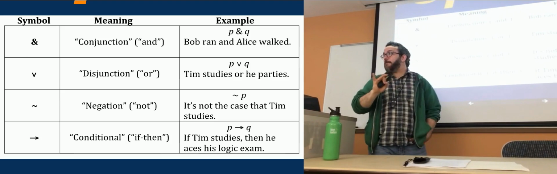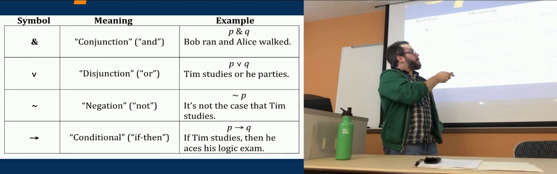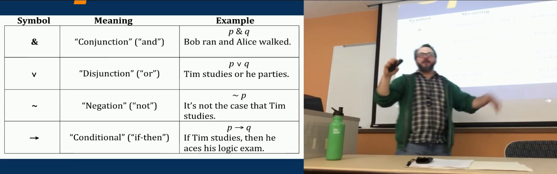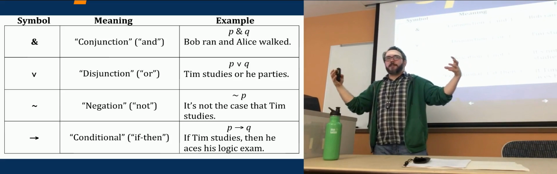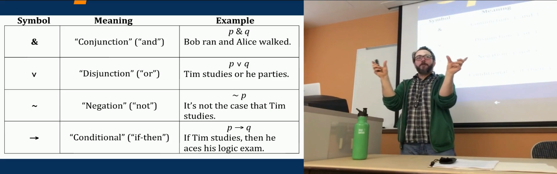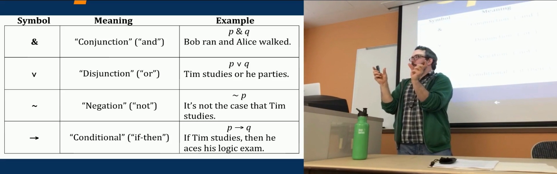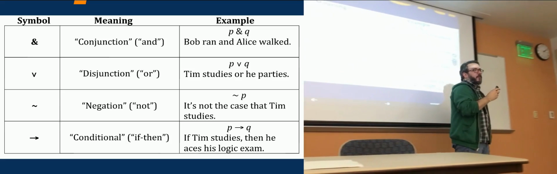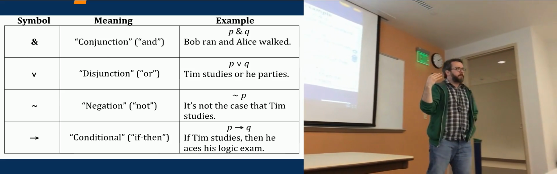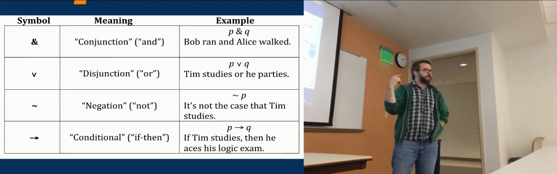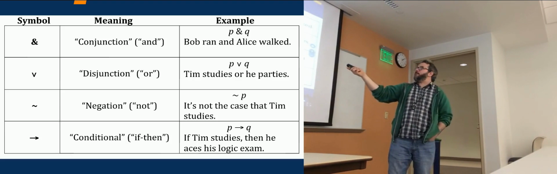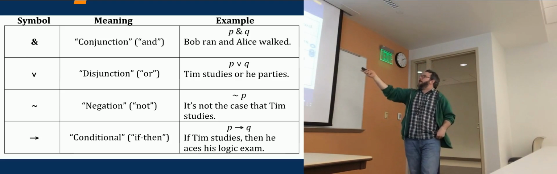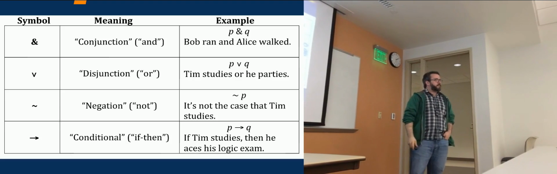Alice walked, complete proposition. Bob ran and Alice walked, another more complex proposition that's made out of two propositions linked together with a logical operator. Represented this way symbolically, P and Q. P with this ampersand symbol, and Q. And that ampersand just represents the conjunction operator, that Bob ran and Alice walked.